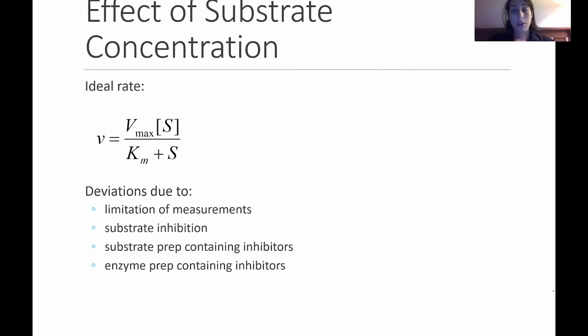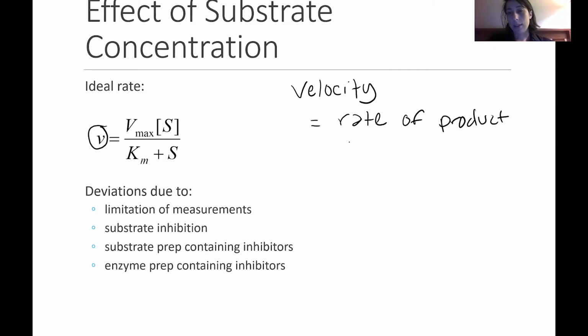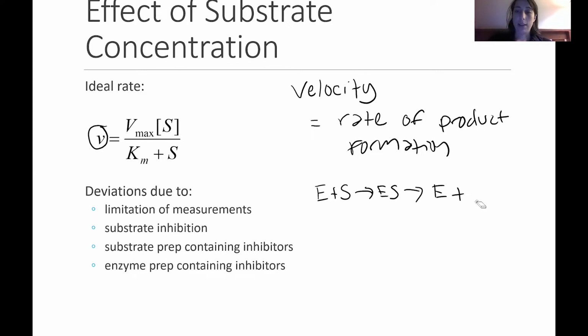So again, we have our equation here, and I'm going to break down each of the pieces that we talked about. The velocity is equal to the rate of product formation. So again, if you have an enzyme plus a substrate, they bind with each other, and then they make product. So it's how fast you make this product.